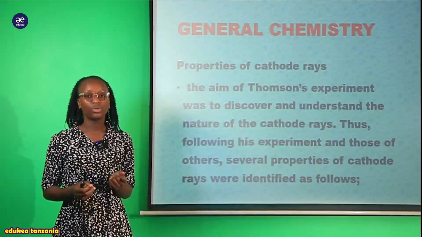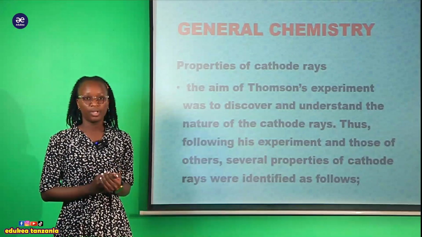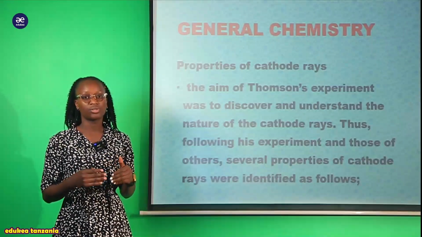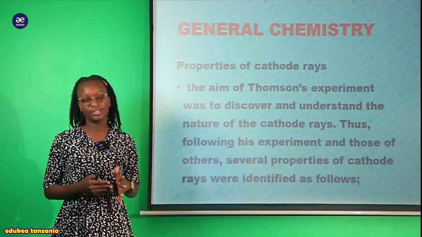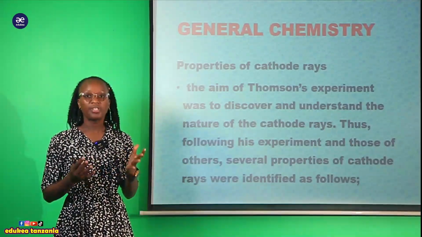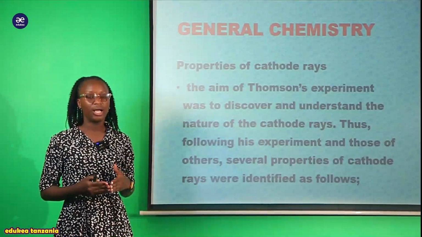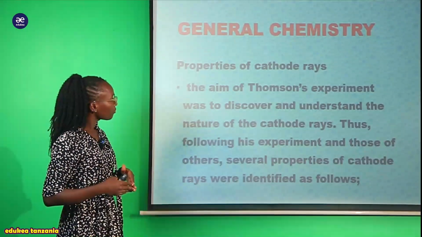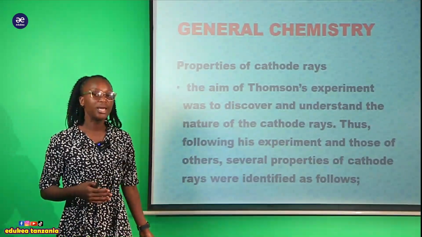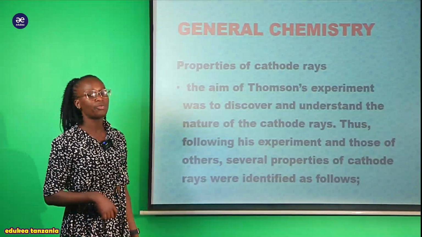In the previous session, we looked at the discovery of subatomic particles, and we looked at the electrons, which are known as cathode rays. We looked at the mechanism of how these rays were observed and finally proposed to be negatively charged electron particles or electron rays. Negatively charged electrons. So now, these are the properties of cathode rays.